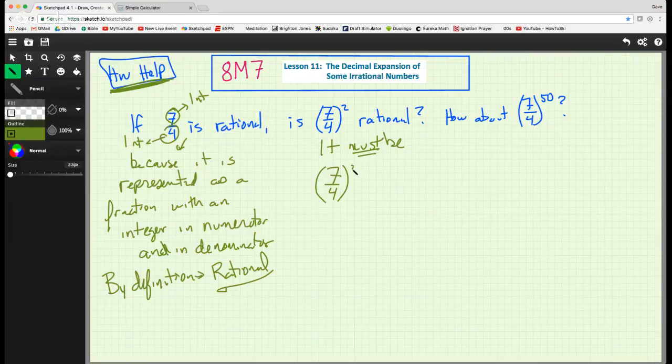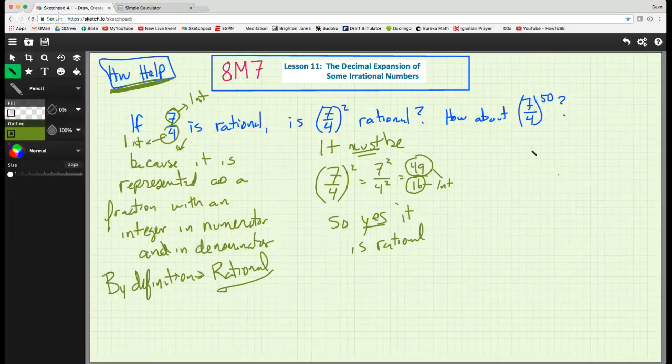7/4 squared is equal to, by our exponent rules, 7 squared over 4 squared, which is equal to 49/16. And so again, by definition, I have a numerator and a denominator that are integers. So yes, it is rational.